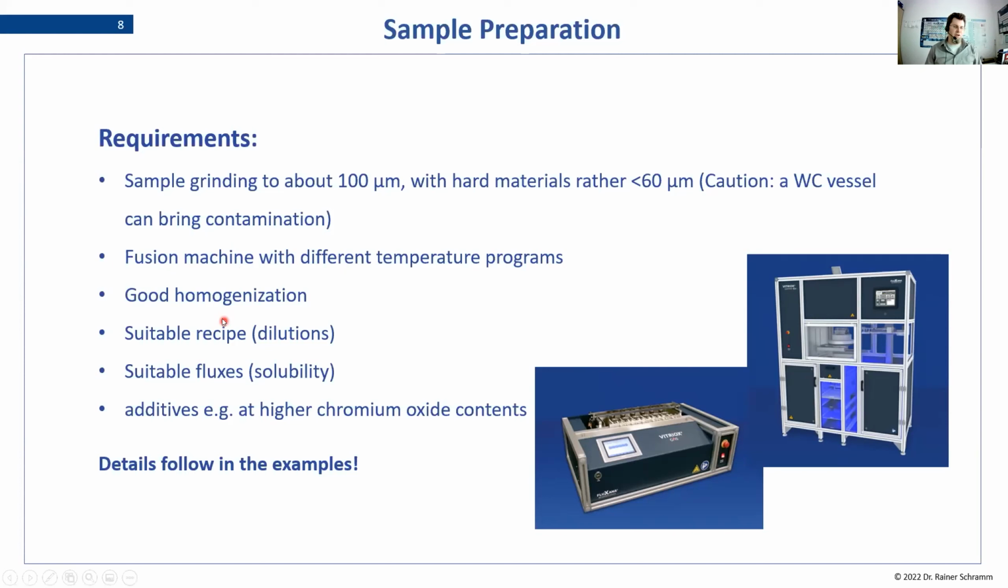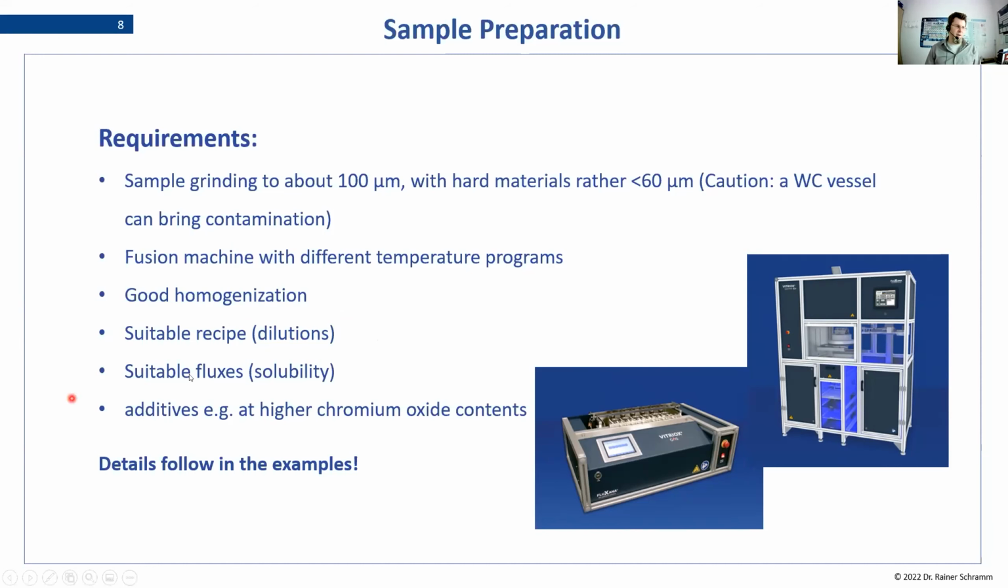We need a good homogenization, so stirring is important, especially when it comes to the high silica and high zirconium samples. We need a good recipe or a good dilution factor. We have to find an amount of sample that gets dissolved completely and is reproducible in that way. And we'll see that later in the results, in the examples. Some of the composition of our specific refractories will place limitations on that dilution factor, so to say.